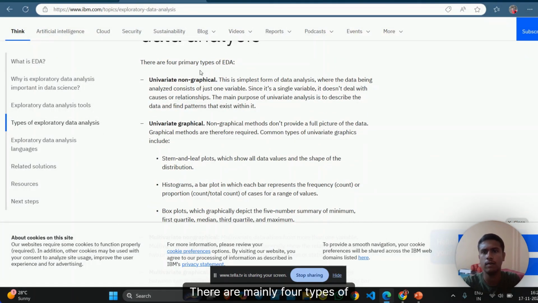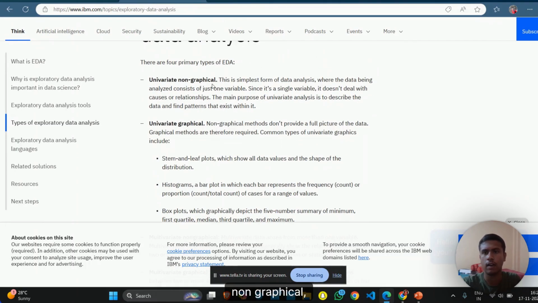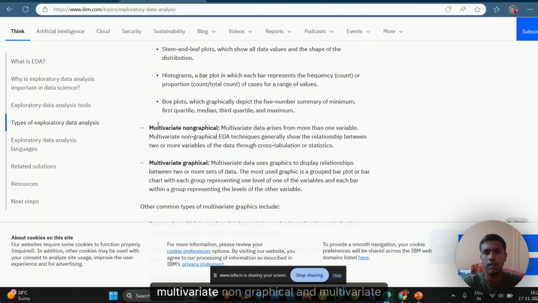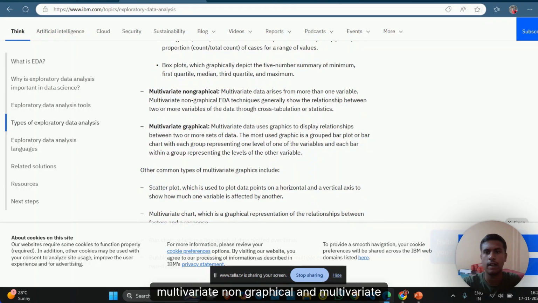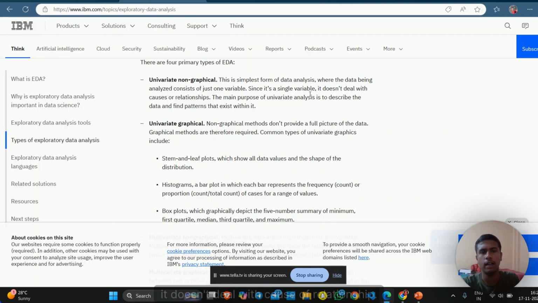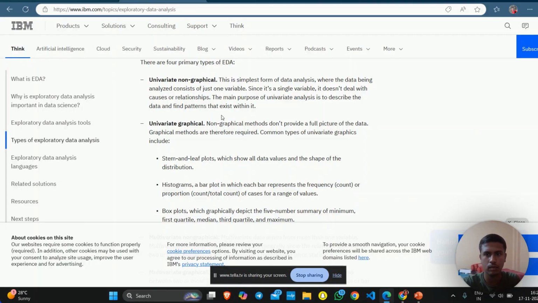There are mainly four types of exploratory data analysis: univariate non-graphical, univariate graphical, multivariate non-graphical, and multivariate graphical. So, univariate non-graphical. This is the simplest form of data analysis, where the data being analyzed consists of just one variable. Since it's a single variable, it doesn't deal with cause and relationship. The main purpose of univariate analysis is to describe the data and find patterns that exist within it.